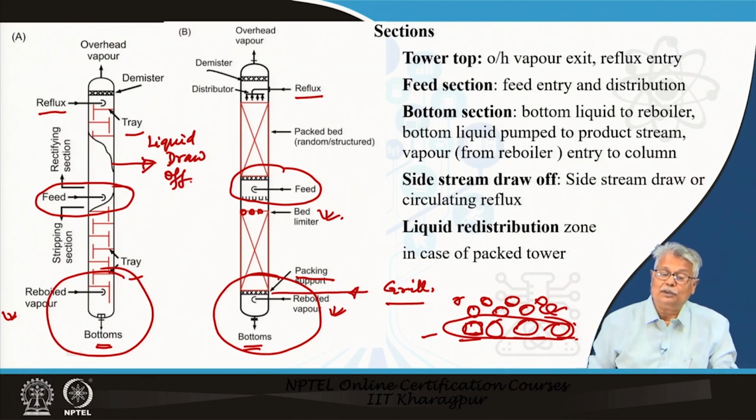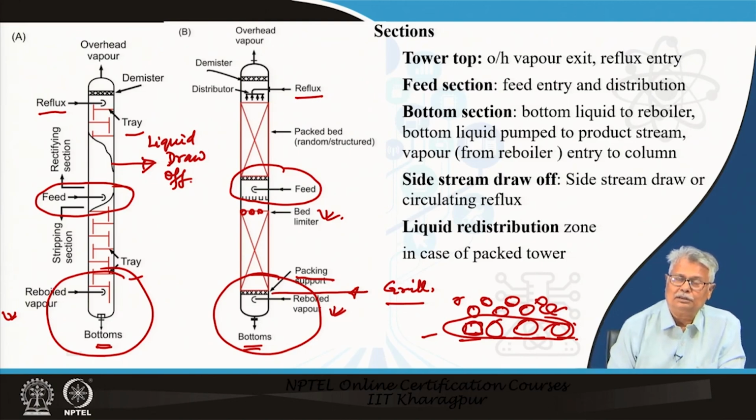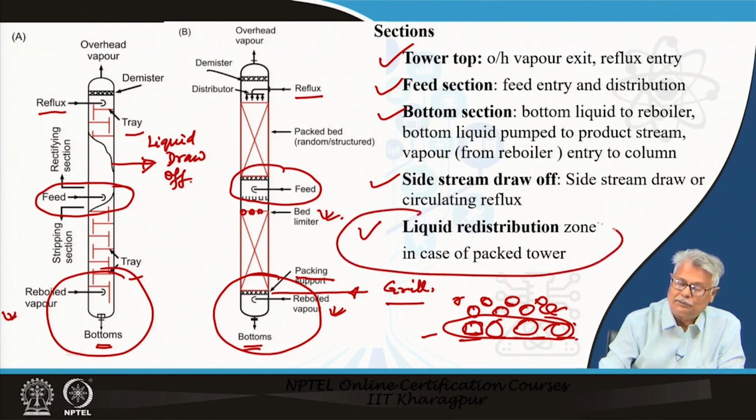So, we just very quickly have a look at the sections of typical columns that we are going to concentrate on. The tower top section, then you have a feed section, the bottom section, the side stream draw off, and a liquid distribution zone where we are dealing with a packed tower.